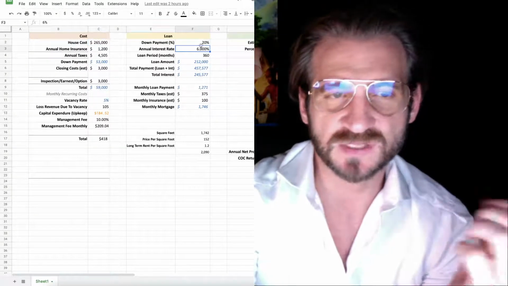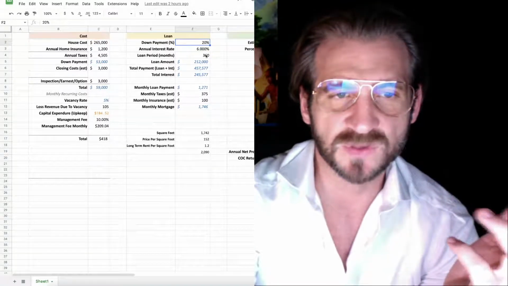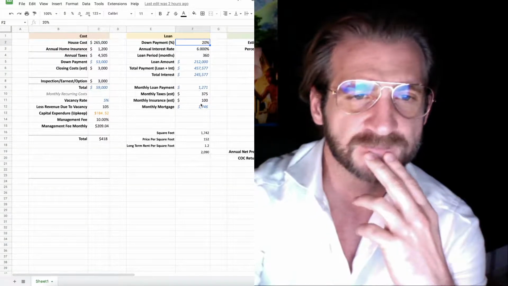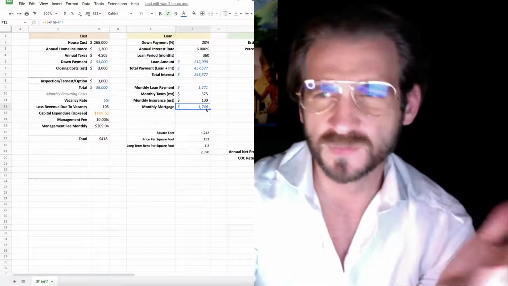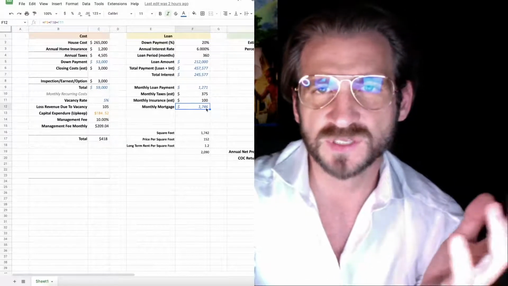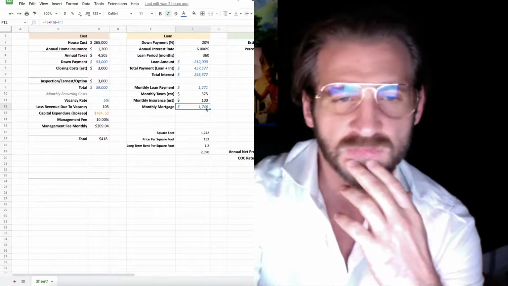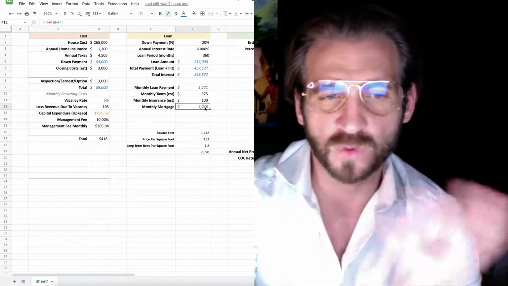The interest rate is 6%, down payment 20%. I have on there that it's going to be around $1,746 for the monthly mortgage. I think that's about accurate. It might be a little more, might be a little less.